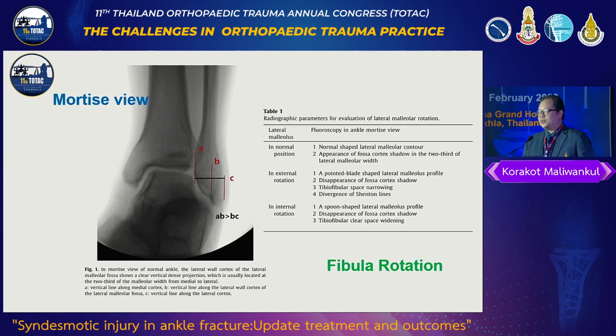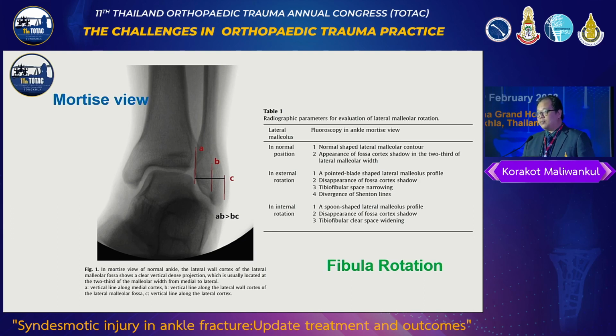By the way, about the rotation, in the mortise view, please look at this picture carefully. At the distal part of the distal fibula, if it's in normal position with no rotation, the fossa cortex shadow, the B line, should be at around 2/3 of the distal fibula. So the line between A and B is much more than the line between B and C.